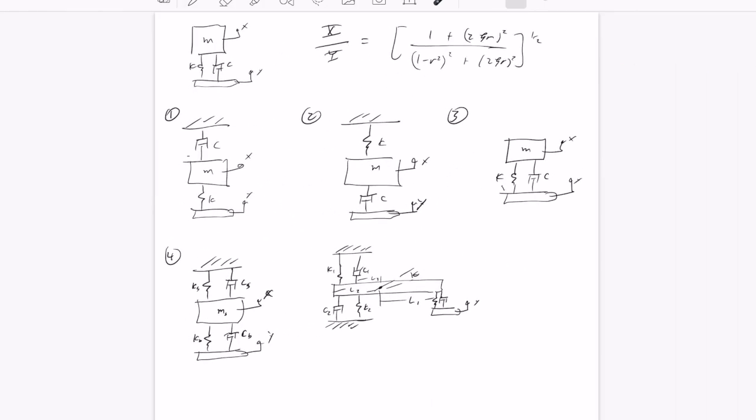Okay, so let's start. I guess we've already started a little bit, but let's continue. Let's look at case 1. Once again, case 1 was where we had a damper that was fixed, C, M, and then a spring.